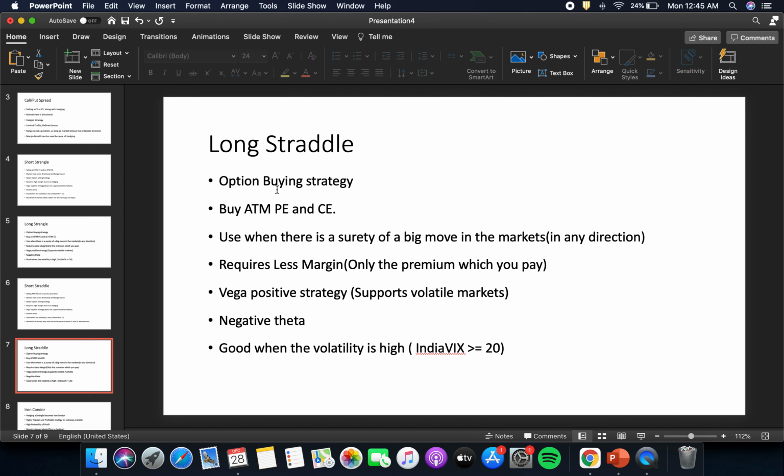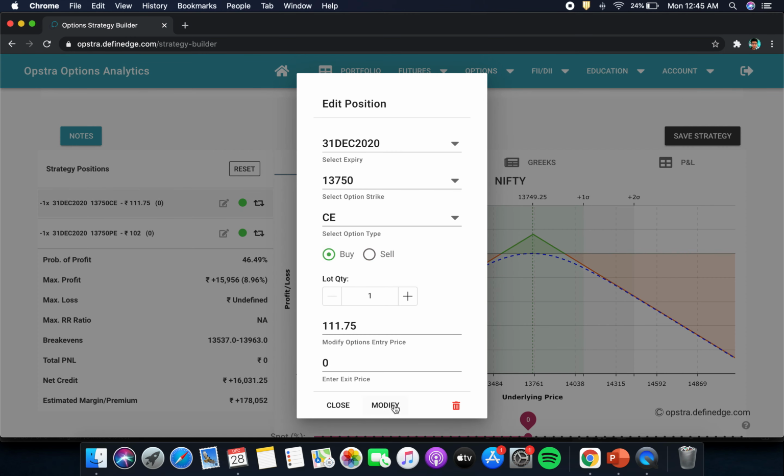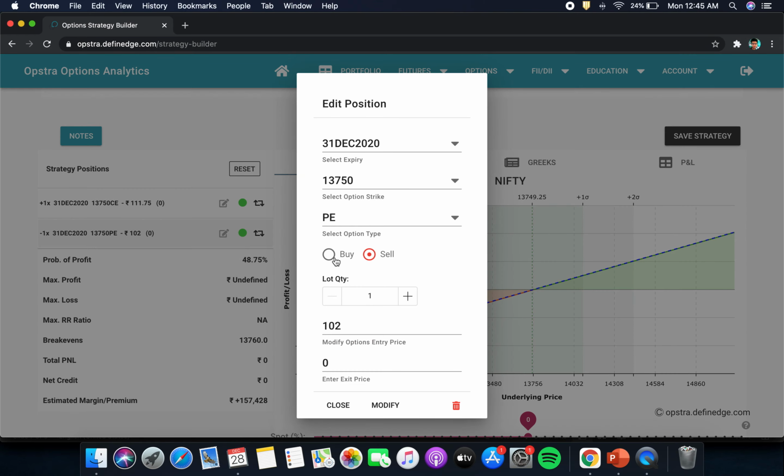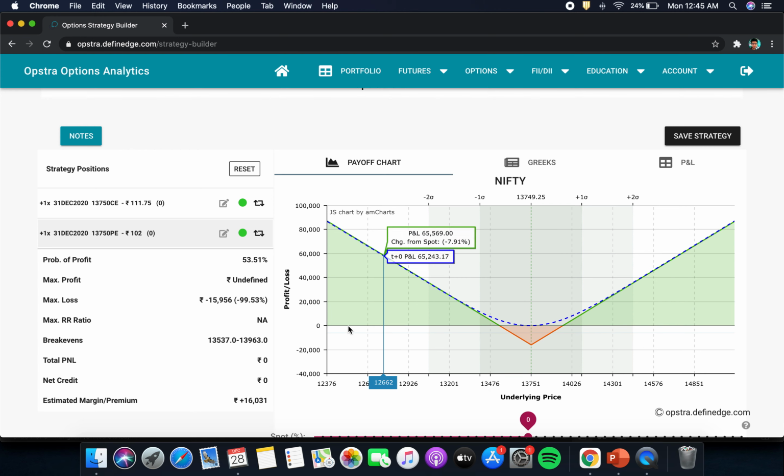So again, the same idea as short straddle. The only difference is that instead of selling the at the money options, you are going to buy them, and the rest of the points are the same, and it's again pretty similar to your long strangle. So basically, when you have surety that there is going to be a big move in the market, you simply create a long straddle. Let me show you. I'm just changing the sold options to the buy ones, and boom, there is your long straddle.